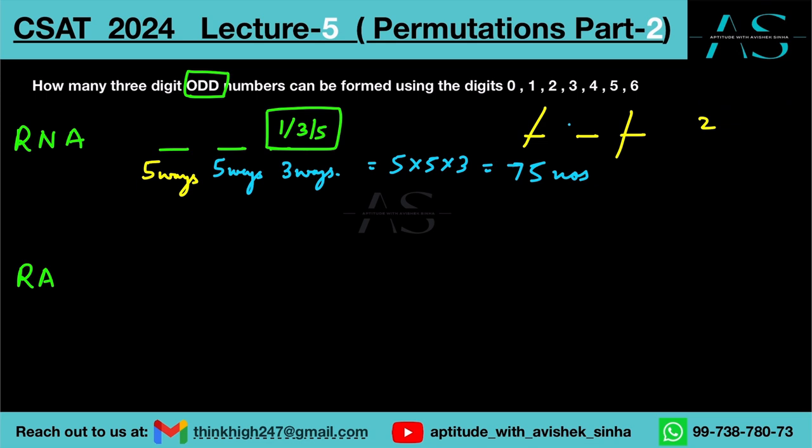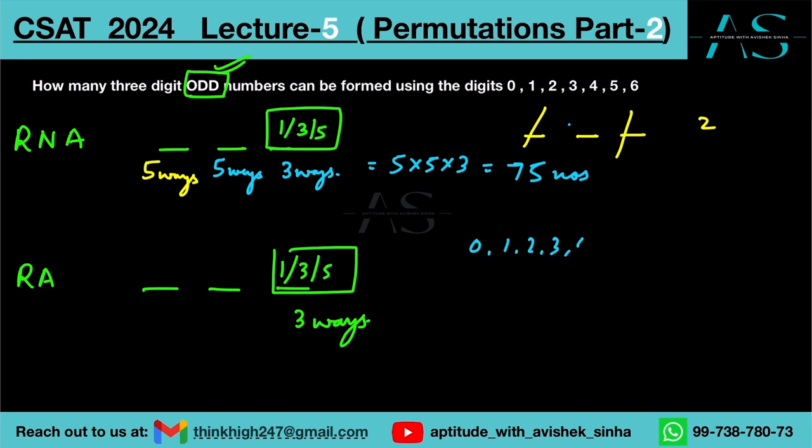Okay. When the repetition of digit is allowed, in that case, what are you supposed to do? 1, 3 or 5 can be placed here because we are looking out for odd numbers. So this can be done in 3 ways. Now 0 cannot come in the first spot because it will lead to a 2-digit number. But you can use 1, 2, 3, 4, 5, 6 here. So you have got 6 ways to fill this.